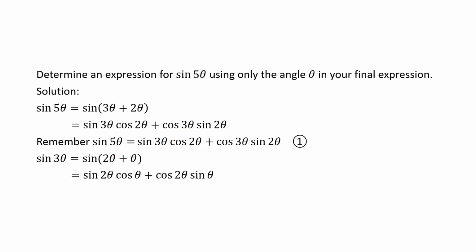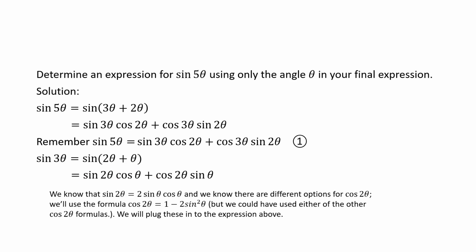Well, let's use compound angle formulas again. The sine of 3 theta is the sine of 2 theta plus theta, because that's what 3 theta equals. And we know the sine of a plus b is sine a cos b plus cos a sine b, so the sine of 2 theta plus theta is sine 2 theta cos theta plus cos 2 theta sine theta. Now we just have to plug in the expression for sine 2 theta and one of our 3 options for cos 2 theta. It really doesn't matter which one we use. So like it says here, sine 2 theta is 2 sine theta cos theta. Let's use the formula that cos 2 theta is equal to 1 minus 2 sine squared theta. But like I said a minute ago, you can use either of the other two as well, and you'll still ultimately get a valid answer.